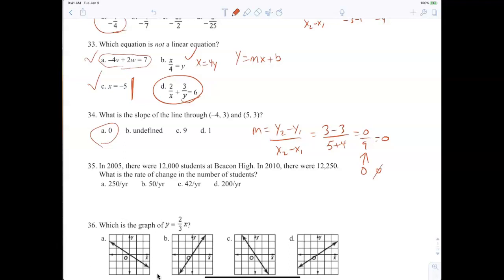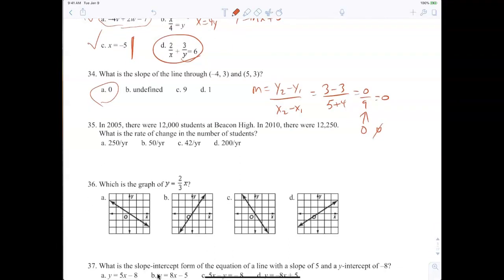Now in 2005, there were 12,000 students. In 2010, there was 12,250. What is the rate of change? Again, highlight rate of change. That's a fancy word for saying what? Slope. You have to know that. So they went from 12,250 to 12,000.